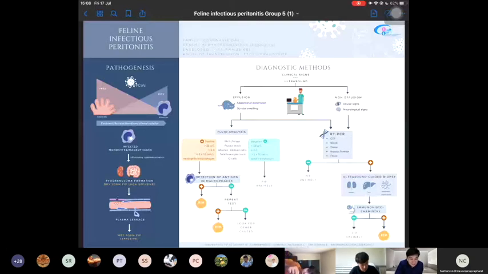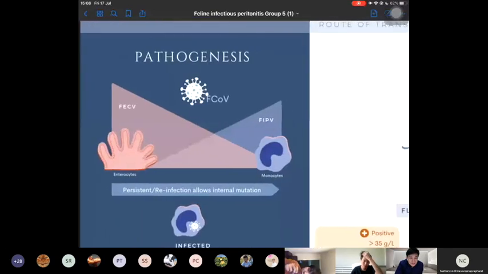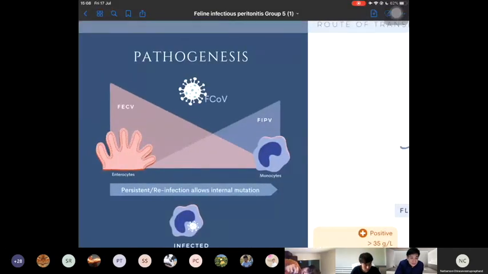Now we move to the pathogenesis. The FCoV, or the feline coronavirus, can be divided into 2 biotypes. Firstly, the FECV, or the feline enteric coronavirus, which is the pre-stage of the second one, the FIPV. As you can see, the red color, the enteric coronavirus prefers attacking the enterocytes rather than the monocytes. On the other hand, the FIPV in blue color prefers the monocytes rather than the enterocytes.